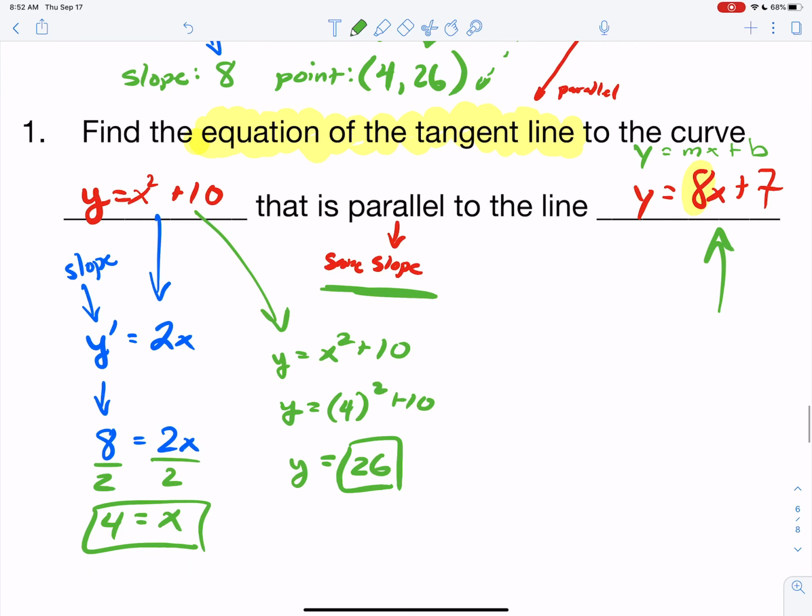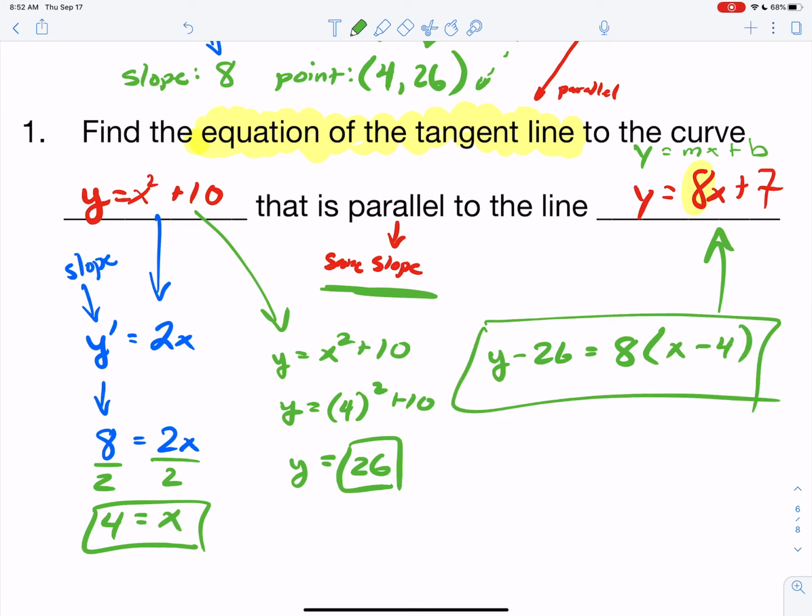So all that's left to do is to make that equation of a line. It's going to be y minus the y coordinate, 26, equals the slope, 8, times x minus the x coordinate. No need to put it in slope-intercept form. You could just leave it right there.